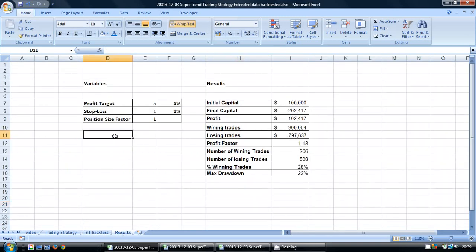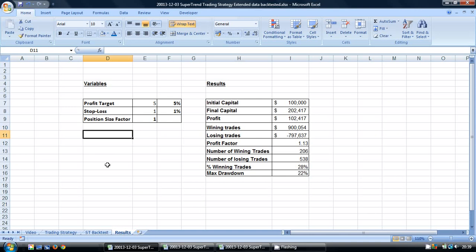So the variables that we're using in the backtest, you can use as many variables as you like. You can adjust the EMA, the SMA, the SuperTrend variables, but all I'm doing here is adjusting the profit target and the stop loss.